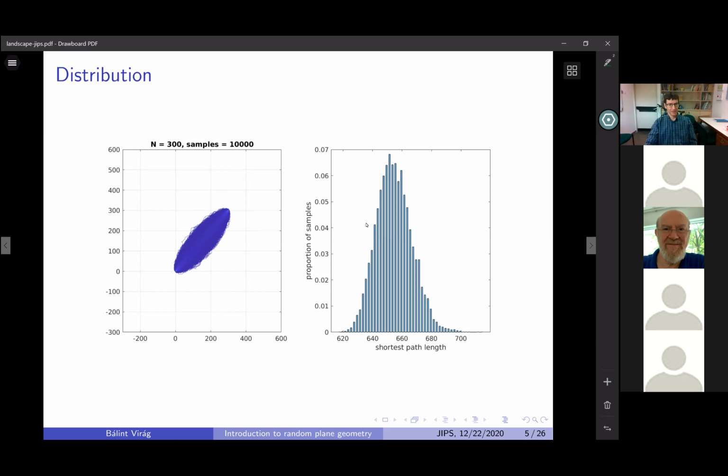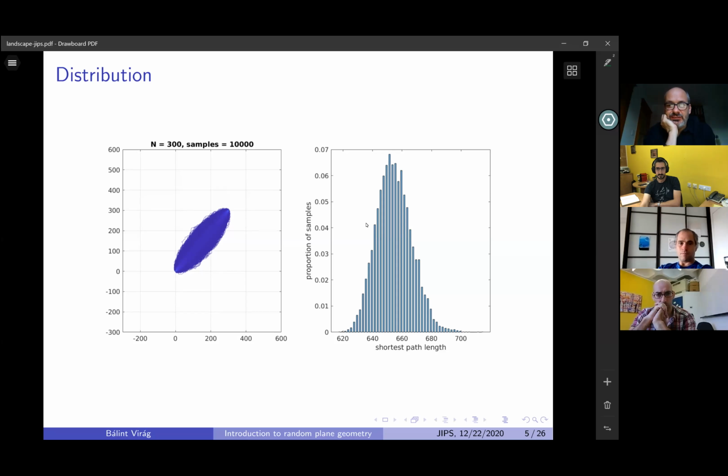So here is a simulation that my colleague did. These are some shortest paths drawn on the left, and on the right you see the distribution, and you can clearly see that this is already a little bit too skewed to be Gaussian.